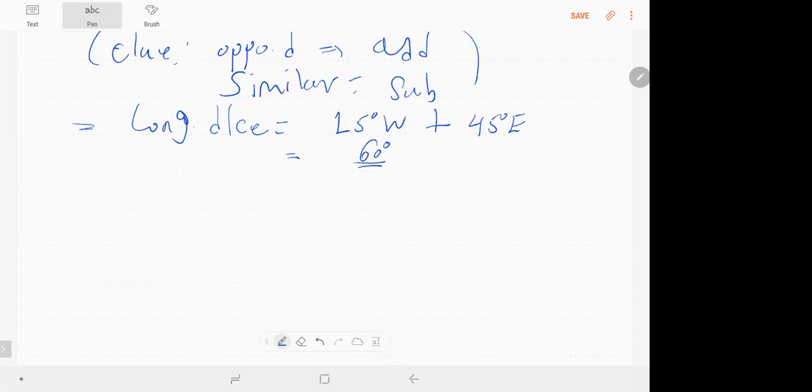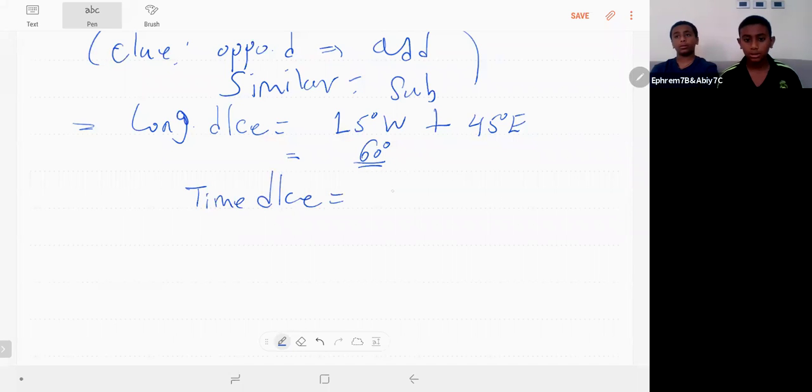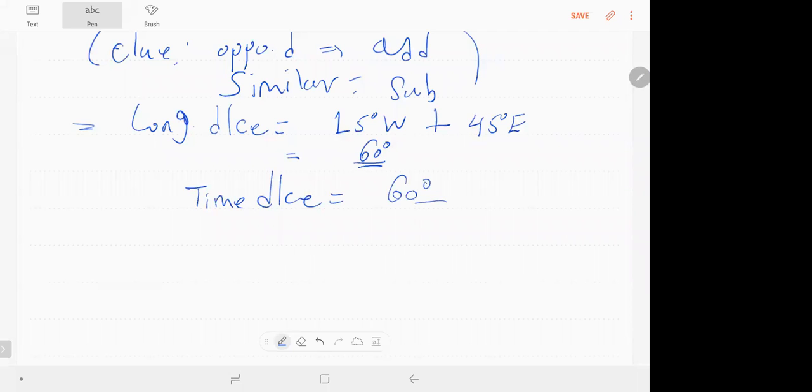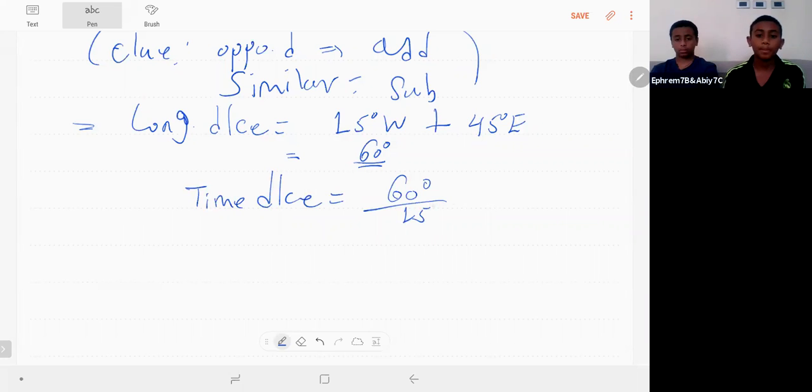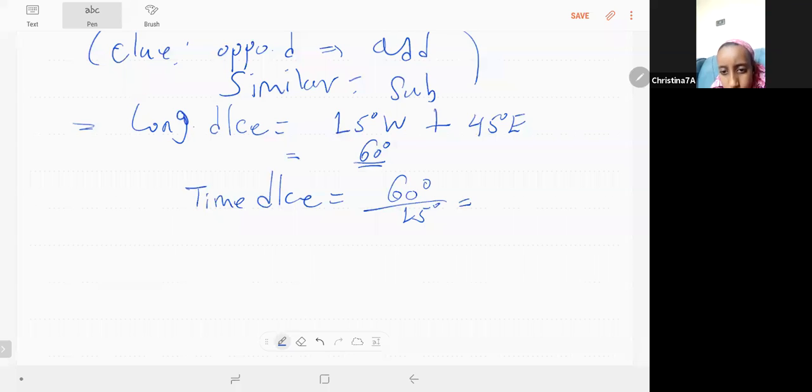Once you get the longitudinal difference, you proceed with the time difference. Unless you get the longitudinal difference, you cannot get the time difference. But if you have the time difference, you can also calculate the longitudinal difference. So the time difference between these two places, do we divide or multiply? Dividing the longitudinal difference, 60 degrees, by 15 degrees.